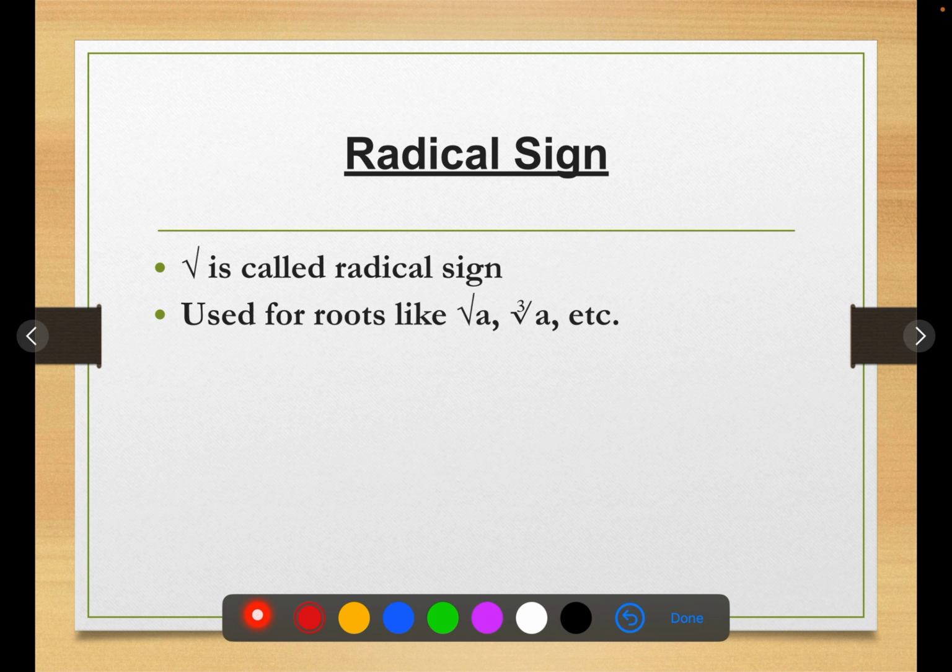Radical sign. Now, I am not new to this symbol, but I am new to the term radical sign. Basically, the sign is called a radical sign. In our previous classes, we have learnt this as root a. Basically, this is default to square root. This is cube root and so on. So, this sign is a radical sign which we use for square root, cube root or any nth root.